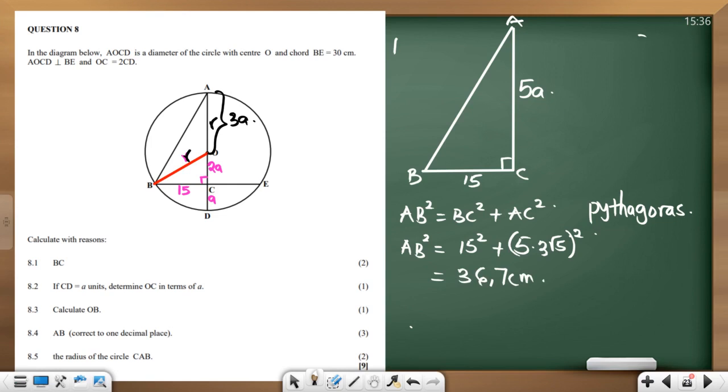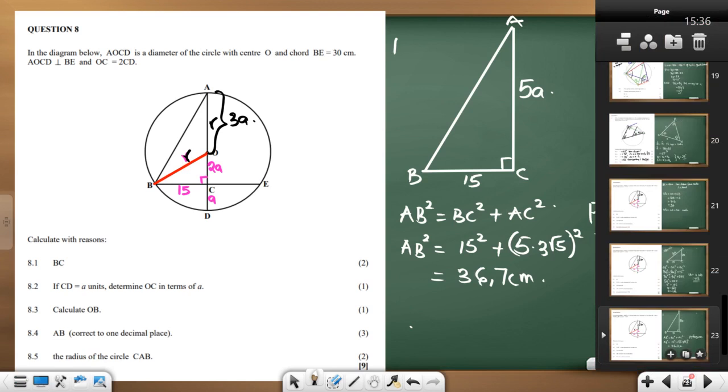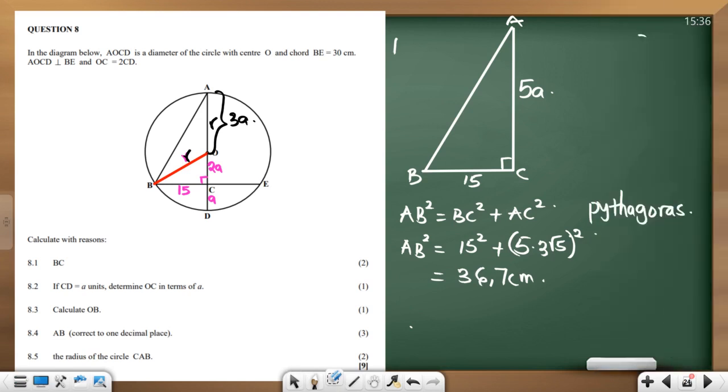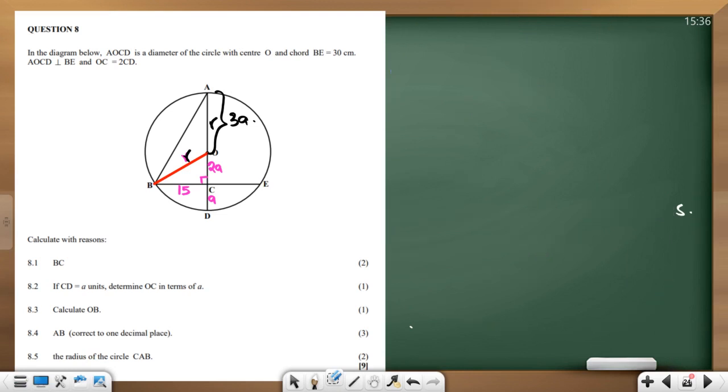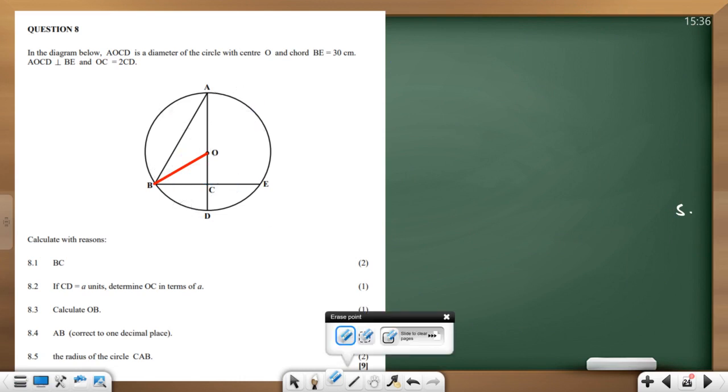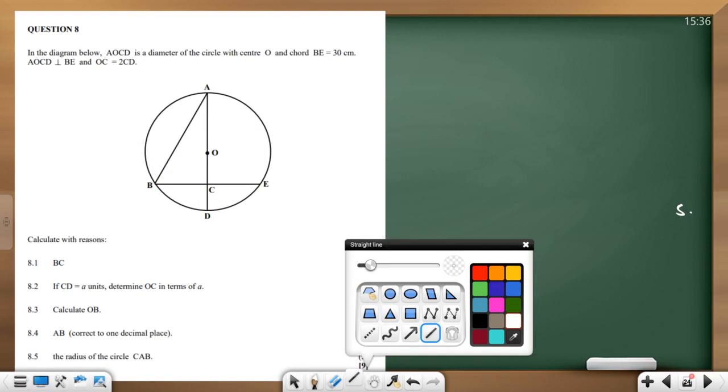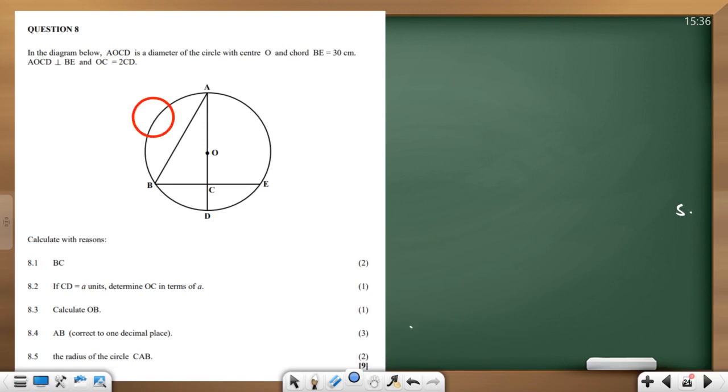The last one for this session: the radius of the circle CAB. Somebody's saying, but there's no circle. I agree with you. But the examiner says there's a circle, and we obey the examiner. They are the bosses. Circle CAB means there is a circle somewhere there, so let's construct that circle. It's going to look something like that.